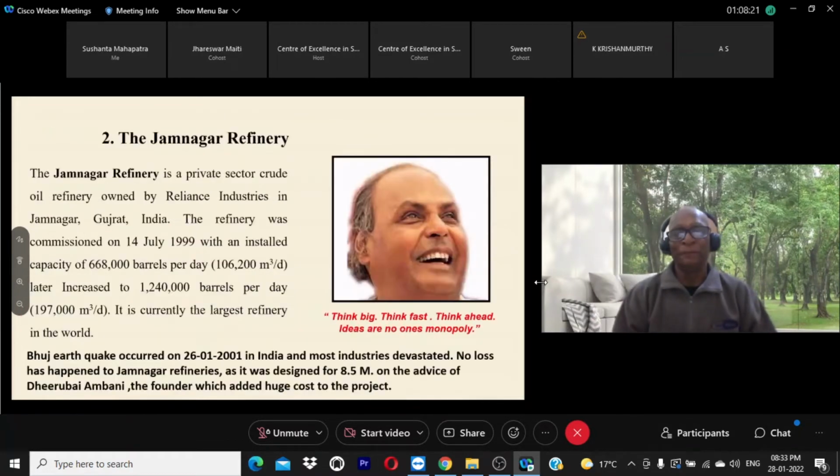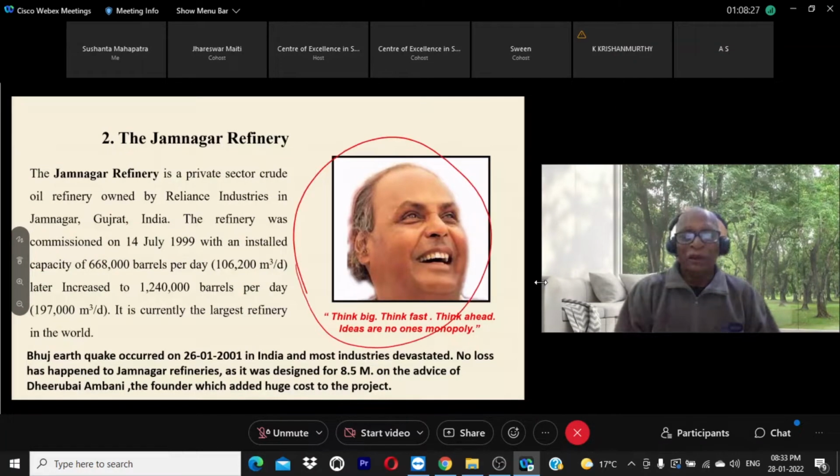There are many visionaries like Dhirubhai Ambani. When the Jamnagar refinery was being constructed, they were thinking about what seismic load it should be designed for. People are talking 7.5. See, if you want to design for more seismic load, it will cost very high. Then people went to Dhirubhai, who said to the whole world, think big, think fast, think ahead. Ideas are no one's monopoly. This is what Dhirubhai thought.